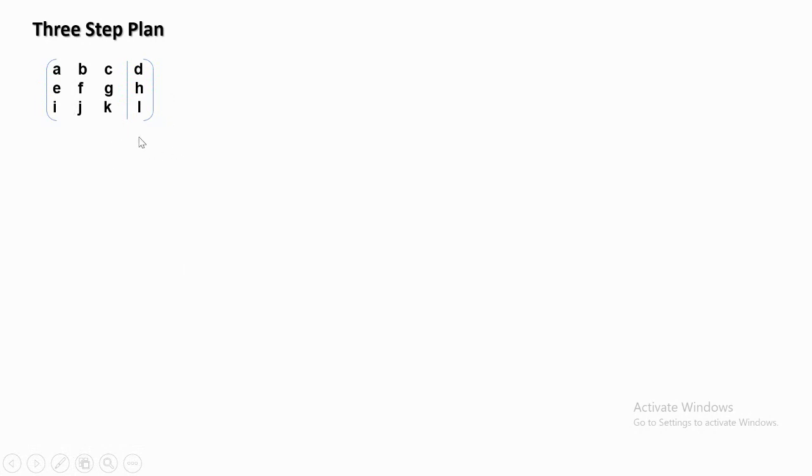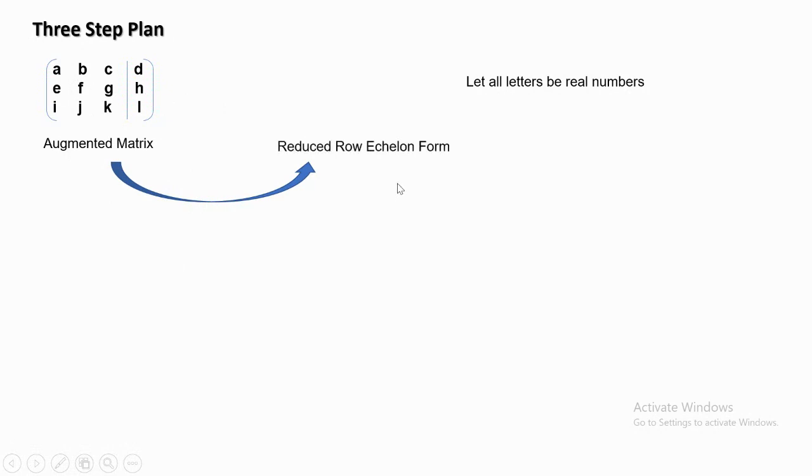The 3 steps, right? Here I'm going to use letters from the alphabet, and we're going to let all letters be real numbers, right? All these are real numbers. So for the augmented matrix, right? This is going to be the augmented matrix. Then this will be the reduced row echelon form, the RREF, which means the value here will be my x value. This will be my y value, and this will be my z value.